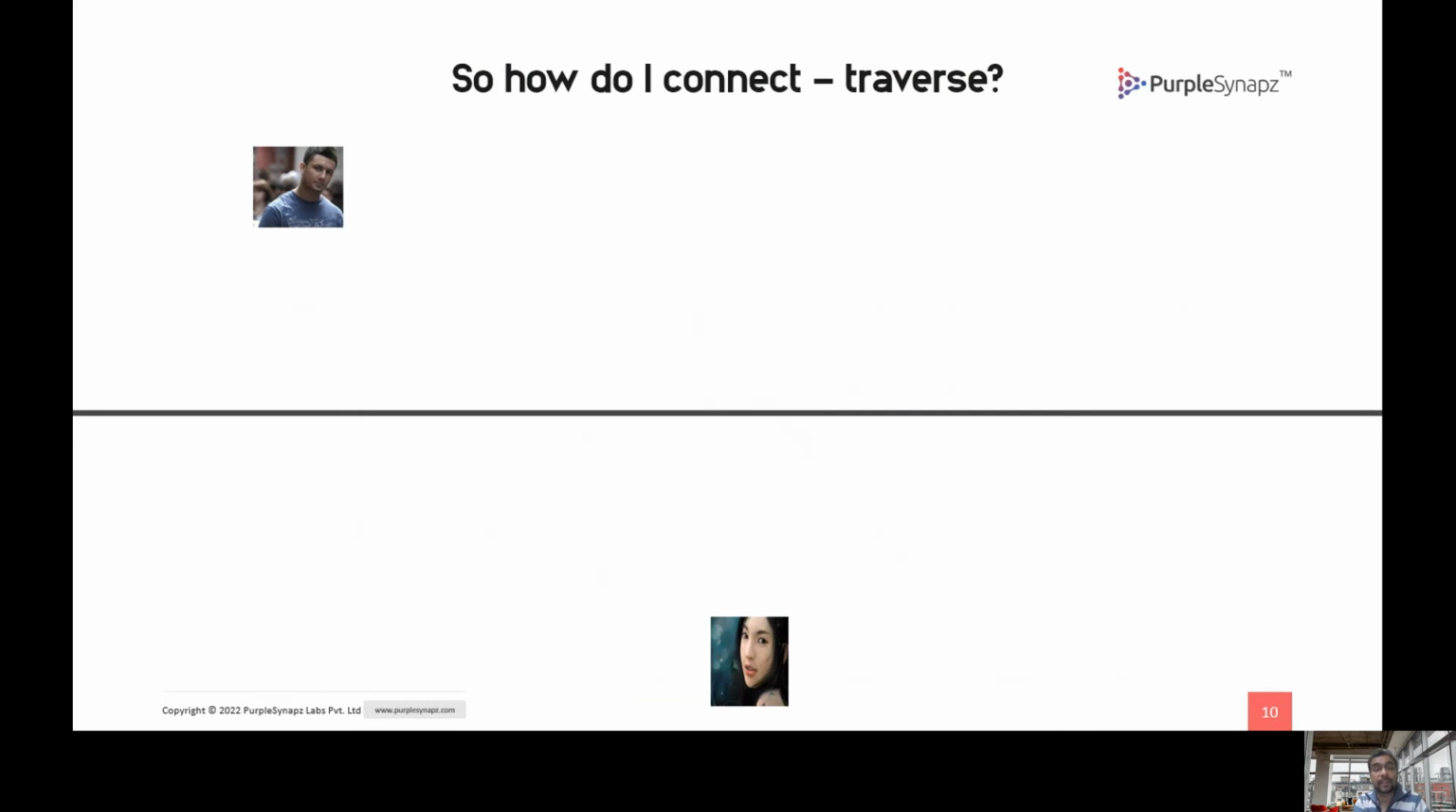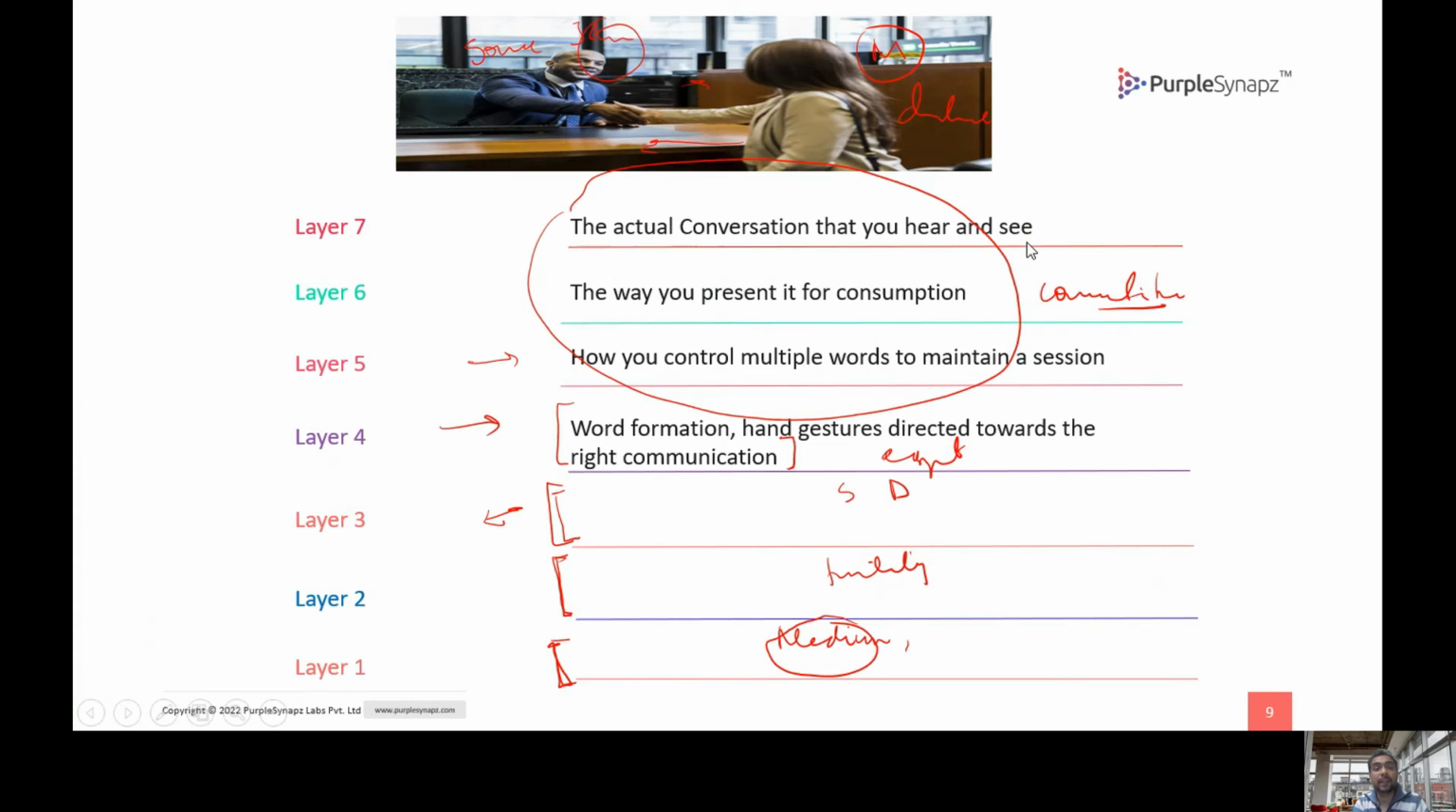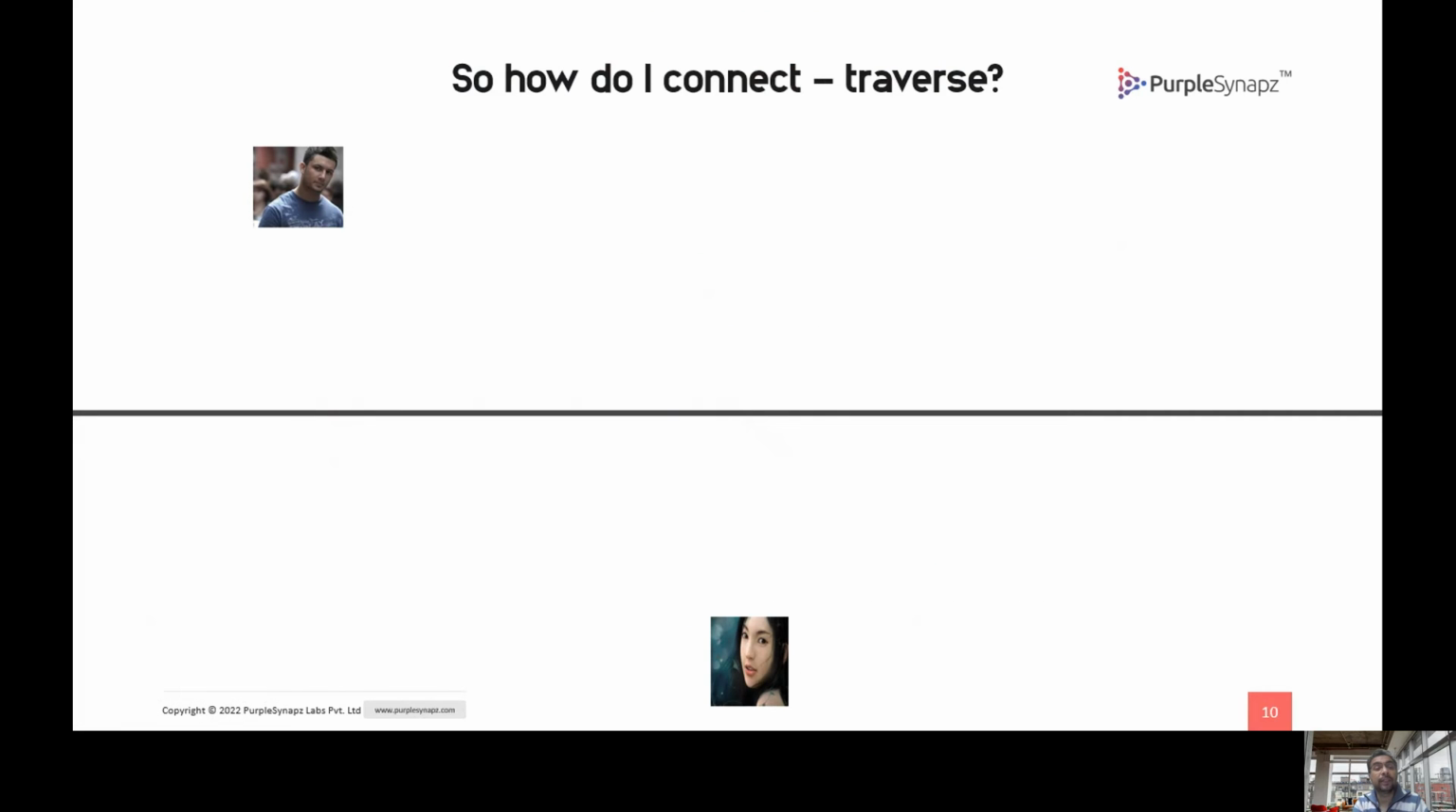Now, the second story. What are the names of the two people in this? Mark and Yua. Now, Mark and Yua happen to live in two different countries. Yua is from Japan and Mark is from the United States. Mark is in New York and Yua is in Tokyo. They have been in a long relationship and love each other. They have not been able to meet for the last 2 years due to obvious reasons.